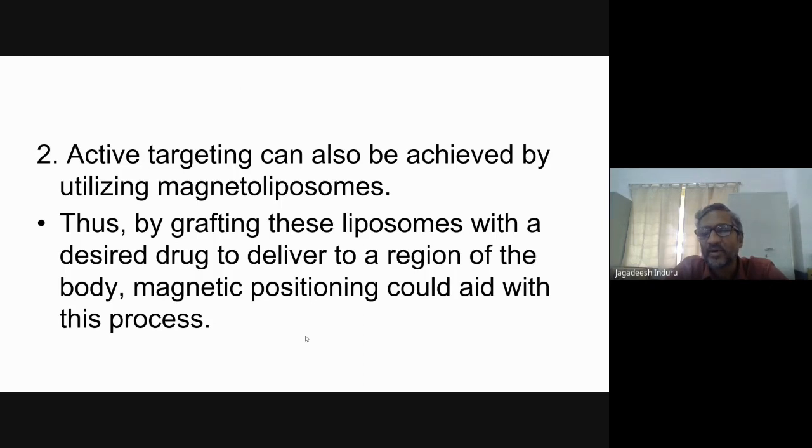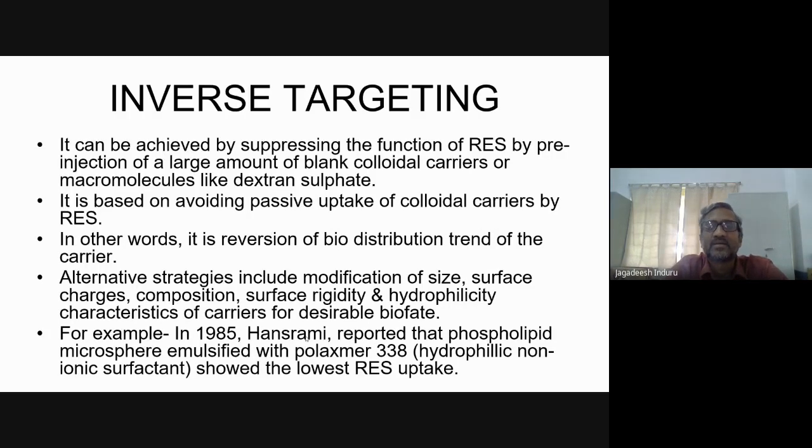Then you can have another mode of classification called inverse targeting. What is this inverse targeting? Don't get confused with the name used for passive targeting. Inverse targeting is against active targeting. It can be achieved by surpassing the reticuloendothelial system by pre-injection of a large amount of blank colloidal carriers and macromolecules like dextran sulfate. The endothelial system becomes busy with the blank molecules, so it does not discover your drug-loaded nanoparticles, and they have access to reach the target organ.